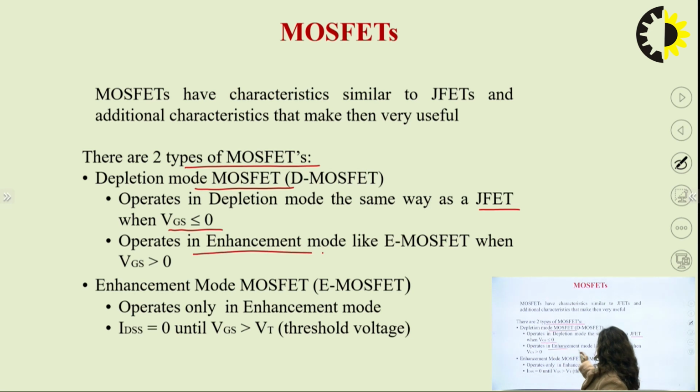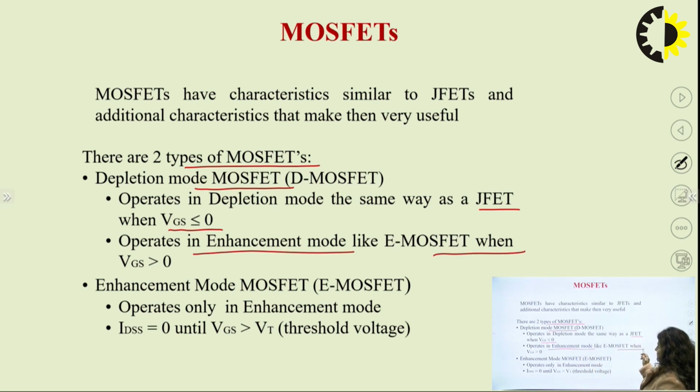It also operates in the enhancement mode like E MOSFET, where we have to create a channel in the case of the enhancement mode. In the depletion mode, the channel is already there. We have to deplete the channel with the help of the gate and the source voltage.